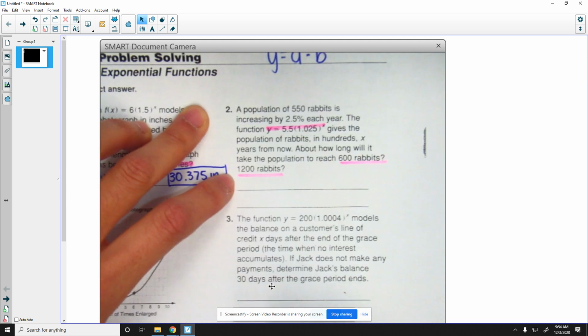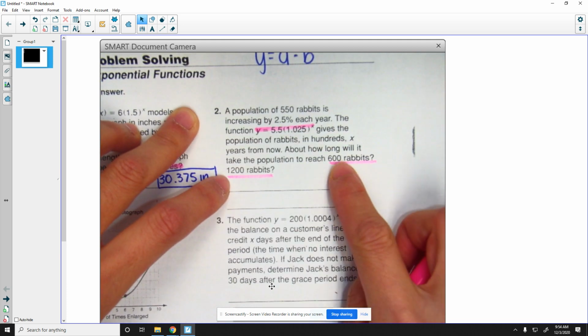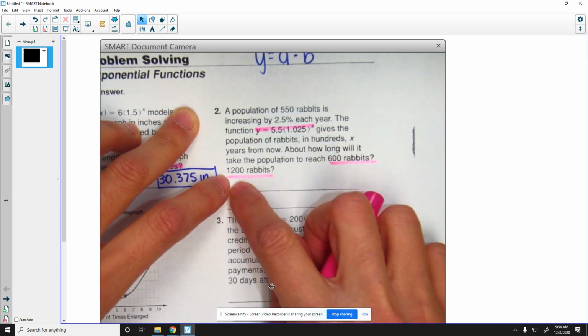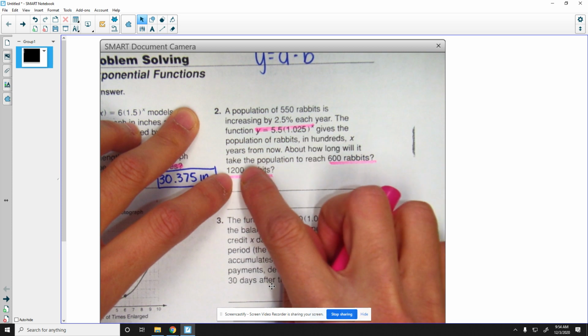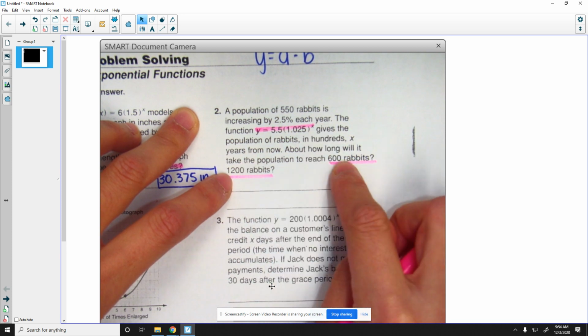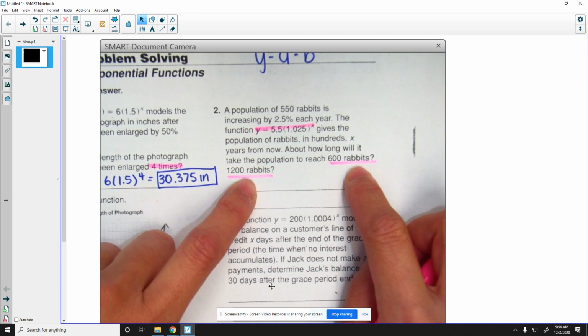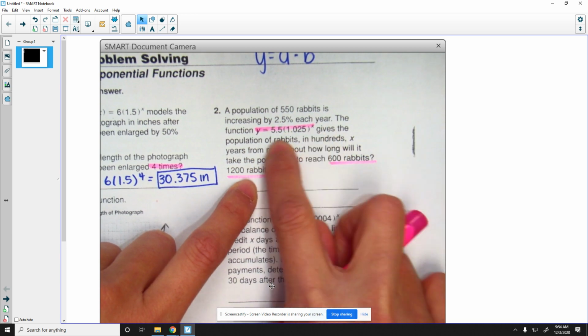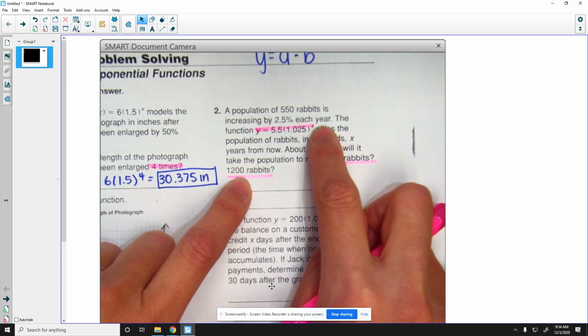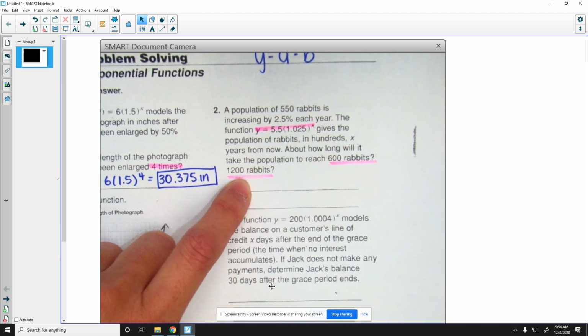Do you see how this question's a little bit different? They're not asking me to plug in 600 and to plug in 1,200 because X stands for years. This is not 600 years and 1,200 years. Like, this is the answer. They're asking me, what is X if the answer is 600? What is X if the answer is 1,200?